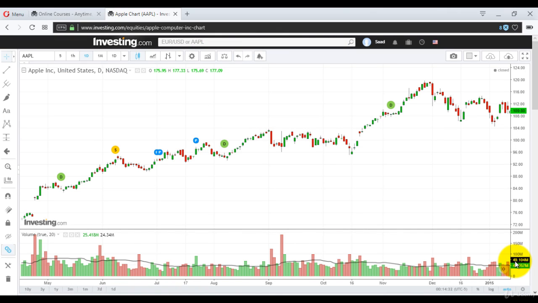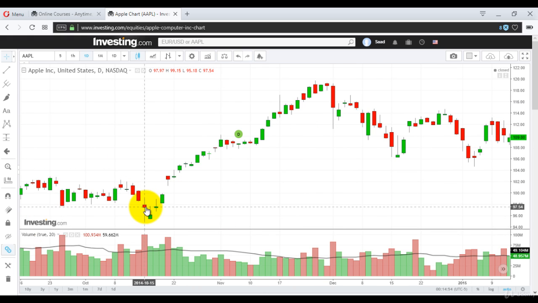Hammer. Now a hammer on the fall is considered to be extremely bullish, and even if a hammer comes on a slight fall, remember it is a bullish sign. Now what do I mean by that? Just look at this candlestick. Let me zoom in for you.